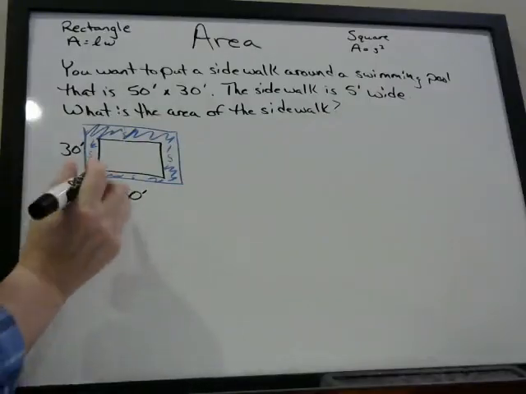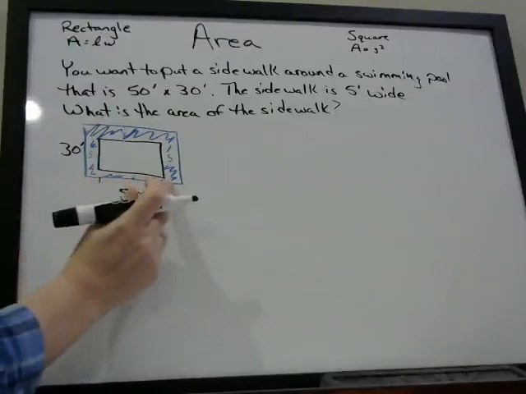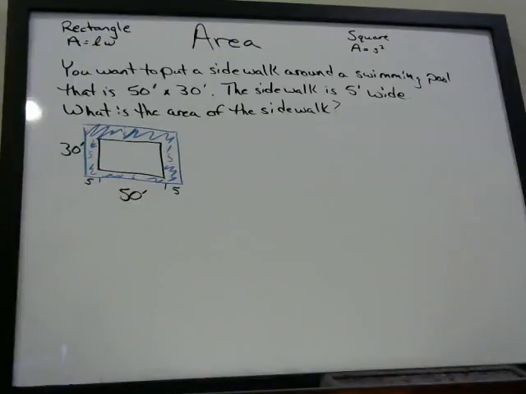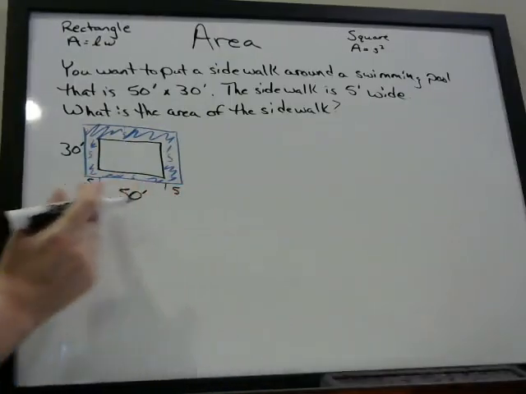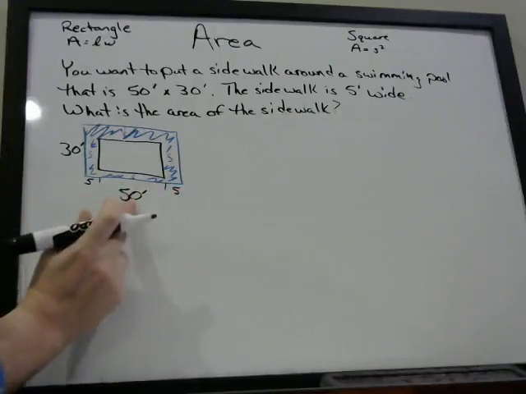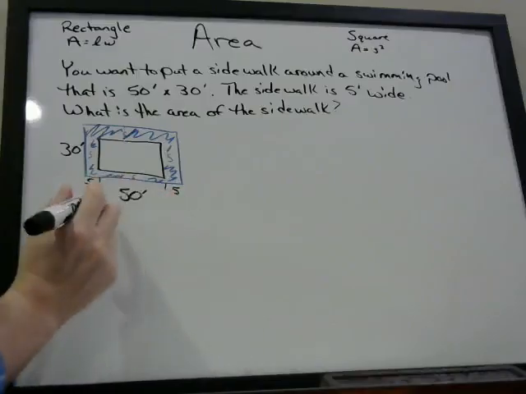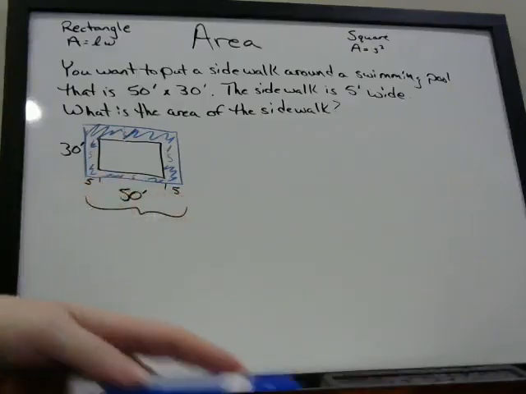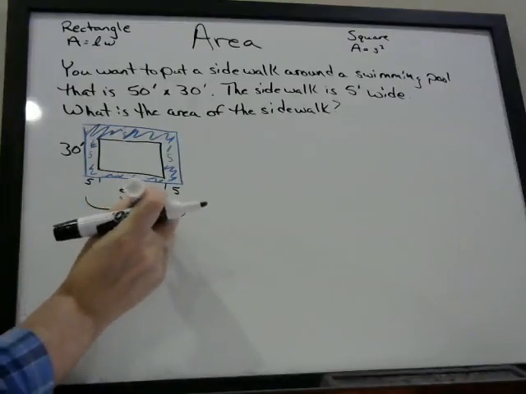Well, remember, from there to there is 50 feet, but then there's an extra 5 feet over here and an extra 5 feet over here. So the whole length of this blue line from the end of the sidewalk to the other end of the sidewalk will be 50 plus 5 plus 5. So the outer blue rectangle that includes the sidewalk is actually 60 feet.